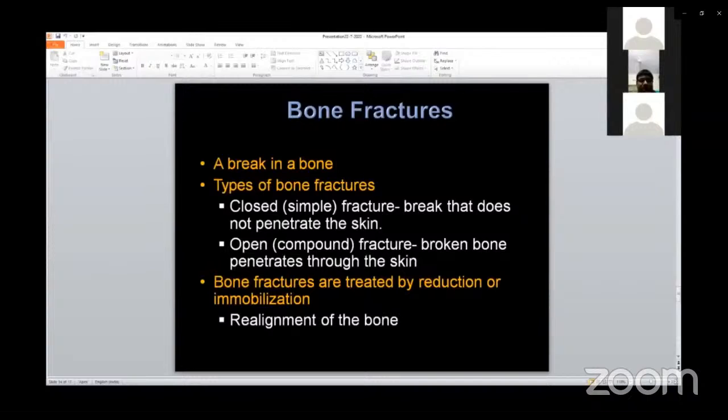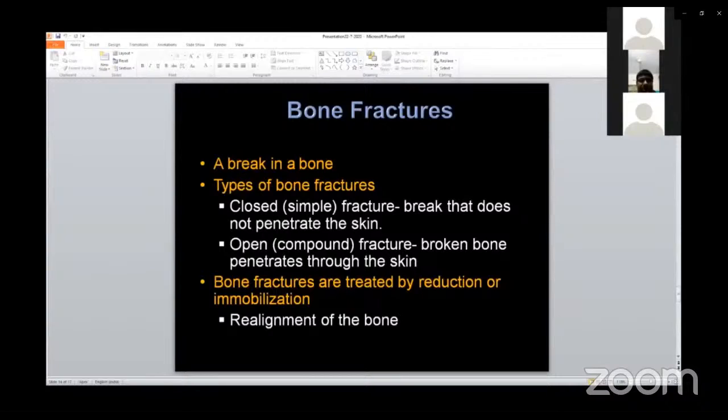Next, you can see the X-ray of a fractured bone. That is the X-ray of the humerus bone, which is located above your elbow and below your shoulder. The humerus bone is located in your arm, above the elbow and below the shoulder.